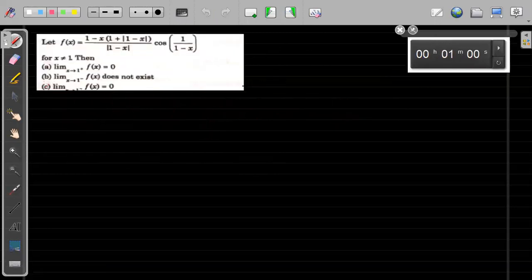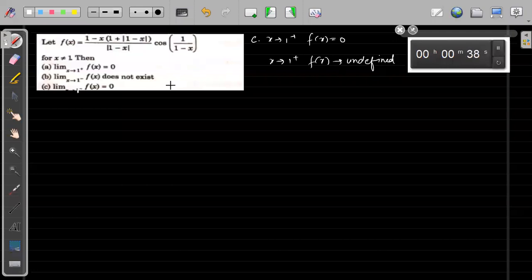Okay. Again, 1 minute. Next question. Start solving. This was also a JEE Mains 2019 question. It cannot be solved by L'Hopital's rule. Okay, I will write the remaining options. So this is x tending to 1 plus; option C is x tending to 1 plus f of x equals 0, and option D is x tending to 1 plus f of x is undefined.